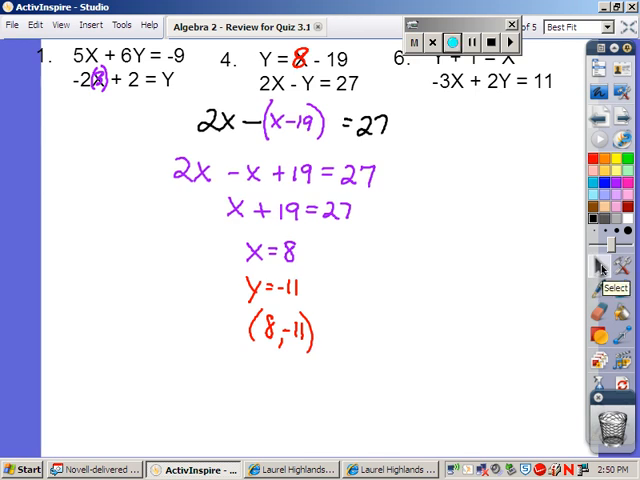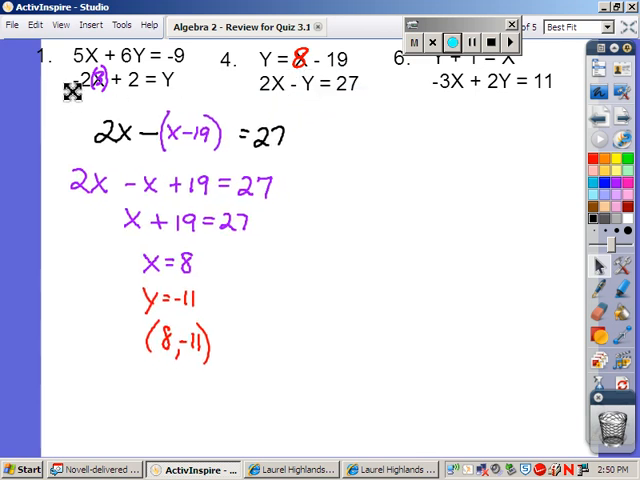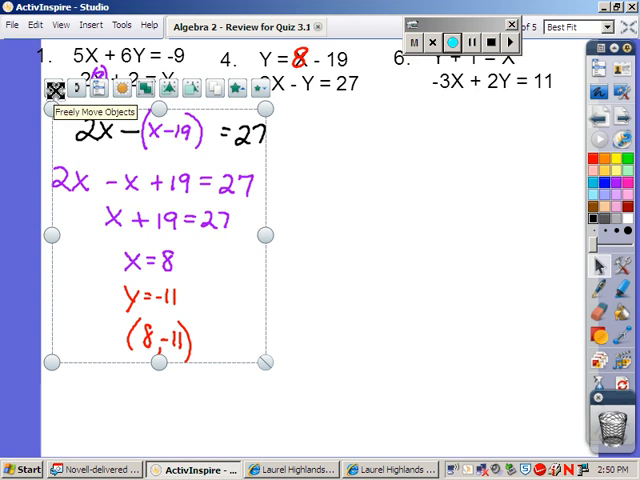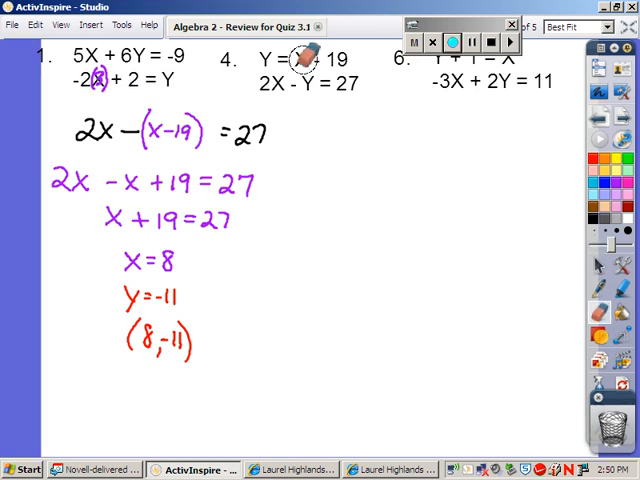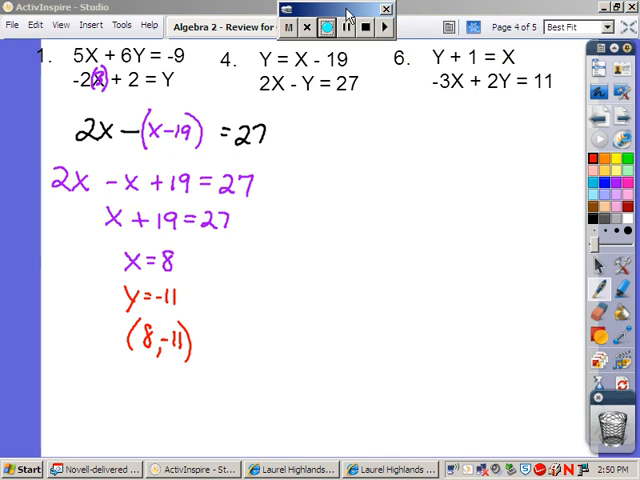All right, once again, I'm going to take this out of the way. Maybe I'll just move it over here for now. Let's work on the last substitution problem. This time, it's a little different. We have an x by itself, and it's telling us that x is y plus 1. That means that when I'm substituting, we're going to put this where the x was instead.